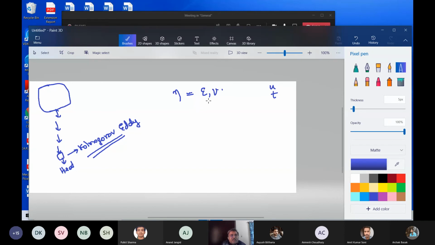Eta really depends upon epsilon and nu. That is why Kolmogorov became famous. Whatever he proposed, experiments have proved that it is true. So he became famous, and it's called the Kolmogorov eddy. So eta, he said, depends upon epsilon and nu.